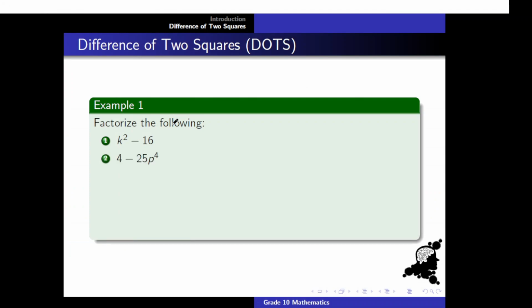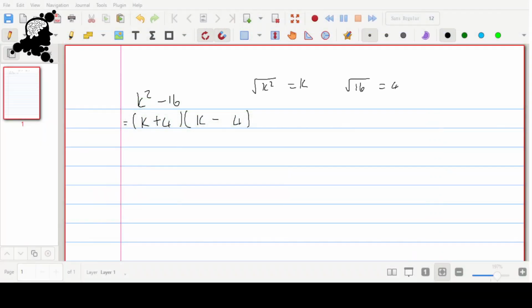So in the next question, we've got 4 minus 25p to the power 4. Okay, let's go back to our writing pad. And we have here 4 minus 25p to the power 4. Do we have a common factor between these two terms? No. So there's no need to check the common factor factorization. Do we have two terms? Yes, we do. Are these two terms perfect squares? Yes, they are. Do they have different signs? Yes, they do. So this is going to be a difference of two squares factorization.